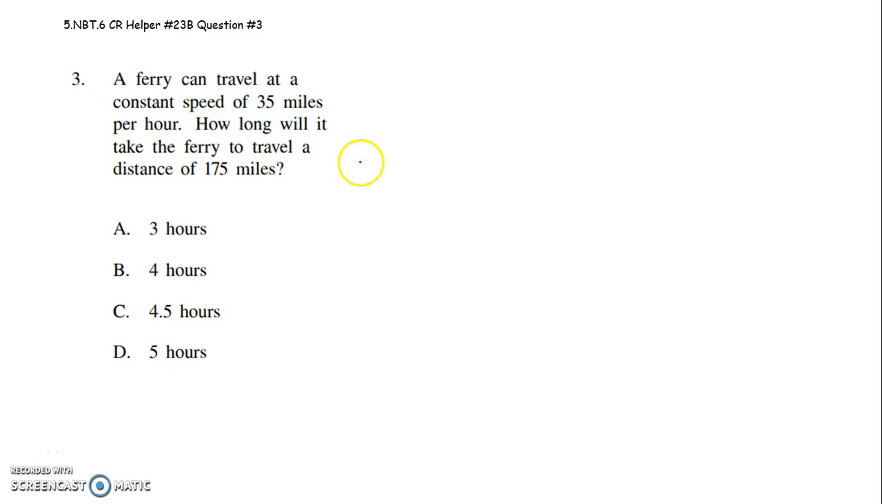Sixth graders, this is to help you with question 3 on CR 23 version B. It says a ferry can travel at a constant speed of 35 miles per hour. That's their rate. How long? They're looking for the time. As soon as they ask how long, I know they're looking for the time. Will it take the ferry to travel a distance of 175 miles? And they give you a distance.